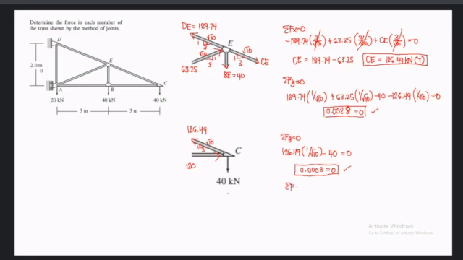And kung gusto mo pang makasigurado, summation Fx ka. So that's 120 positive, no? And then minus 126.49 times 3 over square root of 10. Okay, so that's 120 minus 126.49 times 3 over square root of 10. So that's 0.001 is equal to 0. So that's close to 0, meaning tama yung sagot.